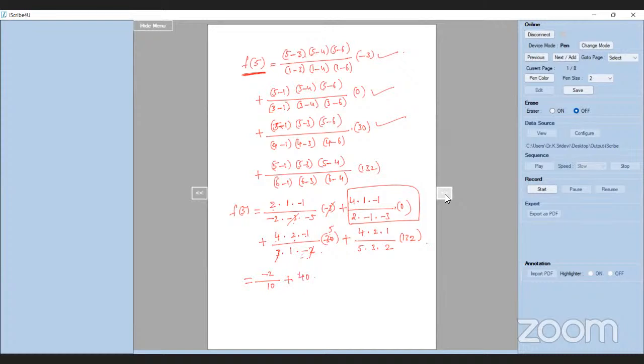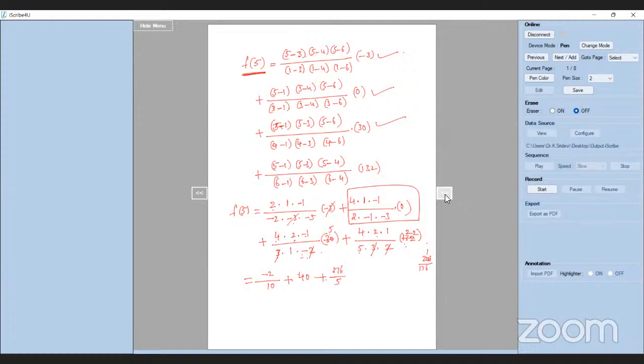Next, plus this one. 3 2s are 6, 6 2s are 12, 22. Okay. Next, this value is 5. 4 2s are 8. 22 8s are, divided by 5. What is 22 8s, ma? 176.